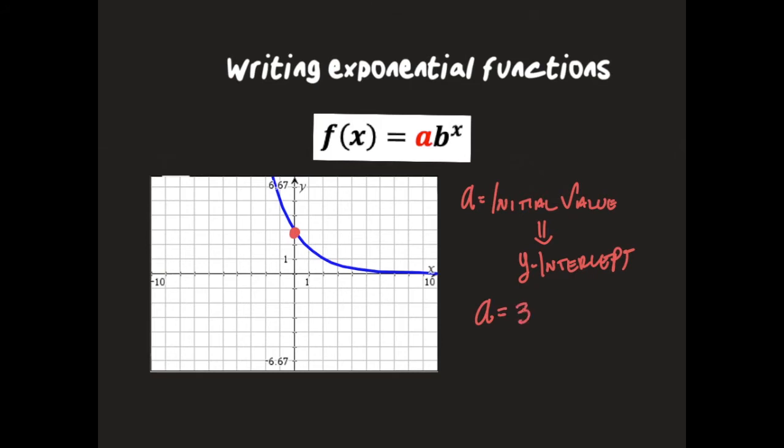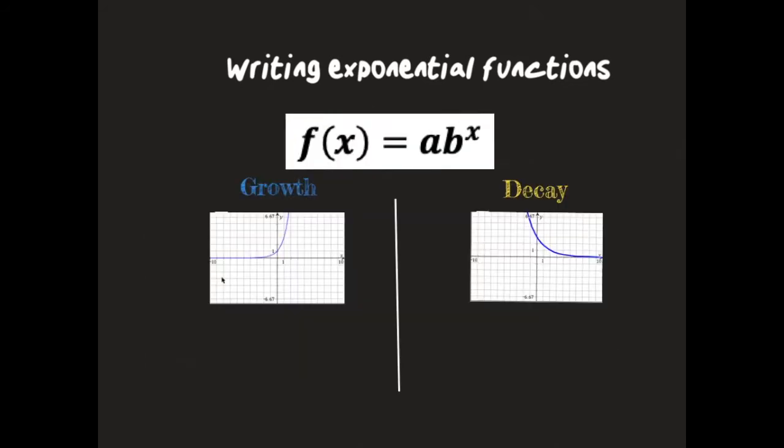So if I want to get technical, I can start already writing the equation for this graph as f of x equals 3, because I already know that's the initial value, b to the x, and we're going to talk about that in a minute. So far we know that A, like I said, is the initial value, another name for the y-intercept, and it's this point right here. Okay, now we're going to start talking about the B value, the rate, this number right here.